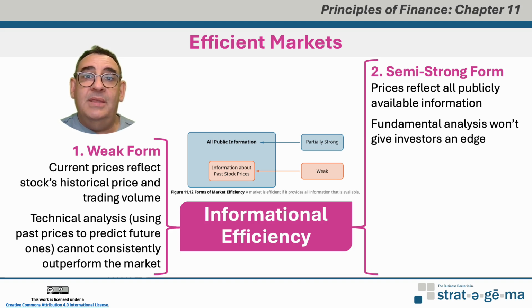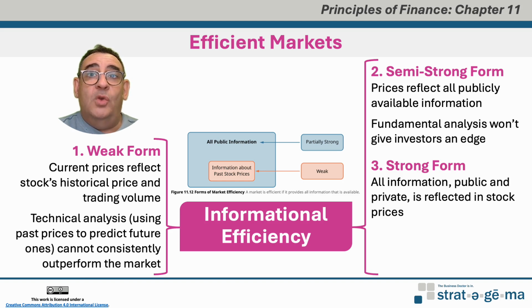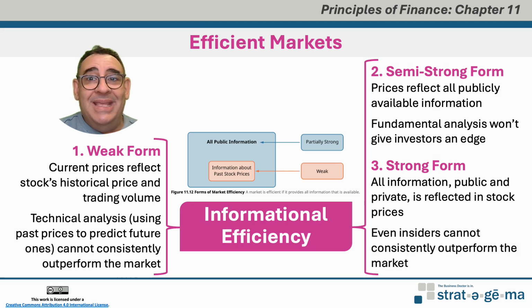Technical analysis is looking at the technical trading history of stocks to establish things like trading patterns or breakouts or those kinds of things. Fundamental analysis doesn't rely on historical stock prices at all. It basically looks at the financial analysis of the business, so all the ratios and cash flows and those kinds of things. So if prices reflect all publicly available information, then fundamental analysis won't give you an edge because we all have the same information. The third form is the strong form, and so all information, public and private, is reflected in the stock prices. So in that case, even insiders can't consistently outperform the market.